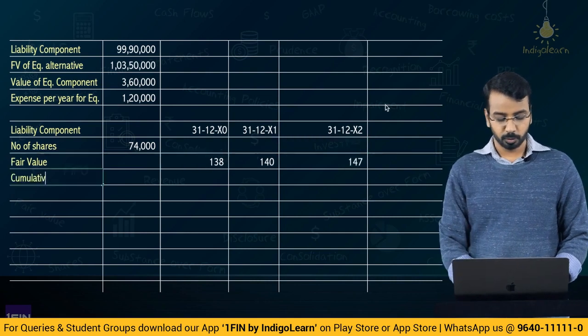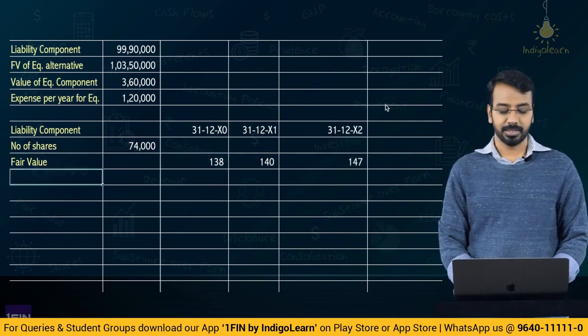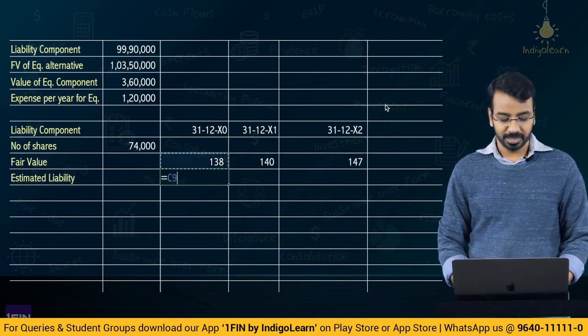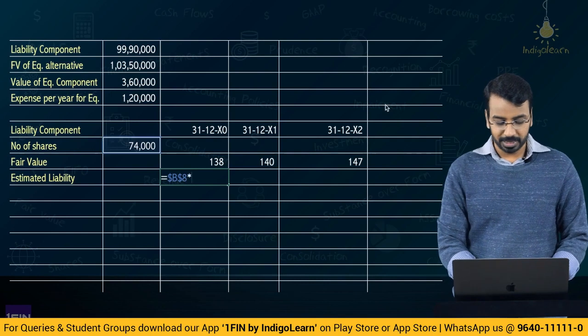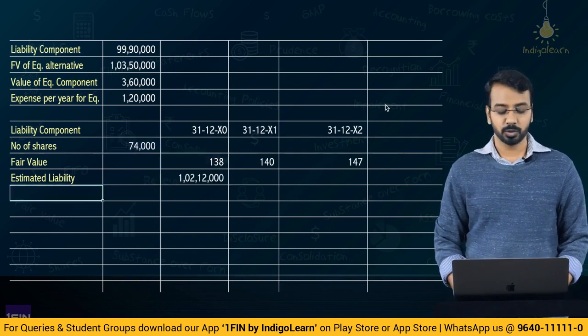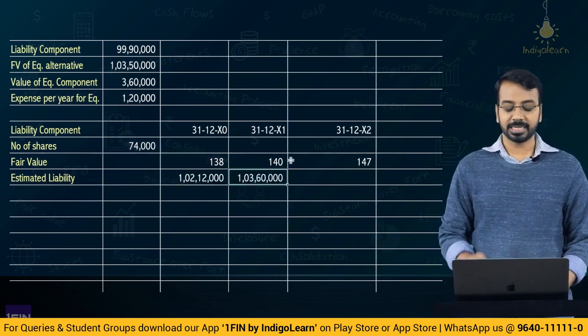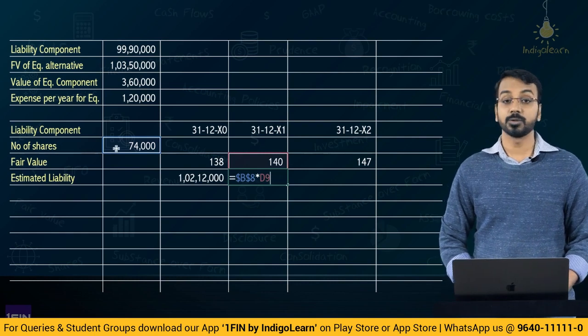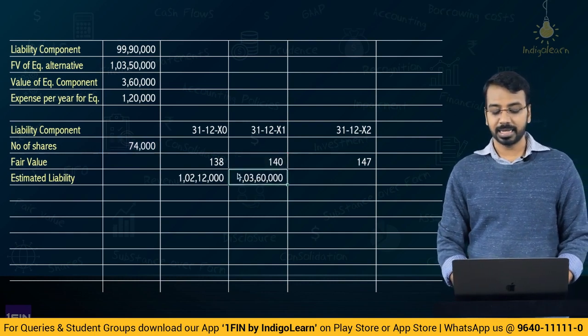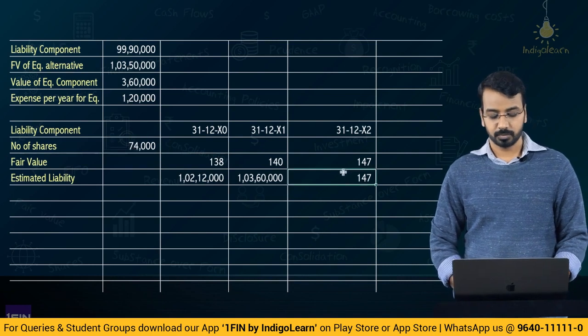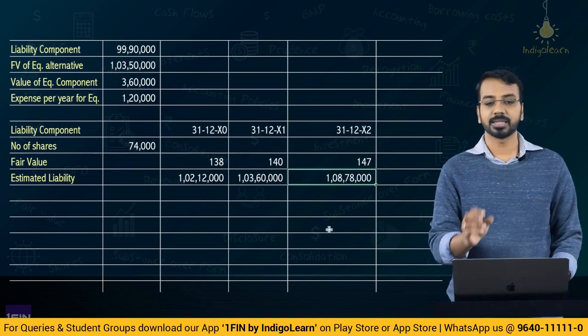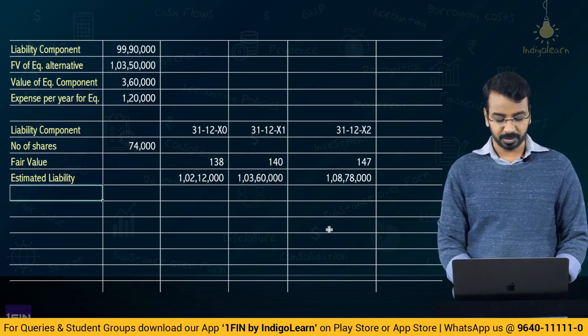Then cumulative estimated liability. What is the estimated liability? 74,000 multiplied by 138, so the estimated liability is 1,03,60,000. That is nothing but 74,000 multiplied by 140, and lastly 74,000 multiplied by 147, you get 1,08,78,000. Then cumulative expense to be recognized.